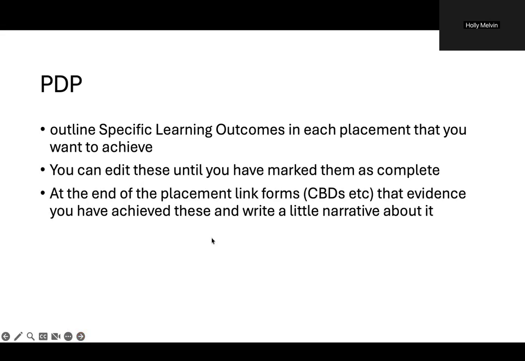So your PDP is your plan in each placement about what you want to achieve. You normally, like I said, discuss this with your supervisor and make a plan about what you want to do and how you're going to achieve it. The good news is that if you get to the last 4 weeks of your rotation and realize I've not managed to get that one done and I'm not getting it done, it's okay, because you can edit them until you mark it as complete.